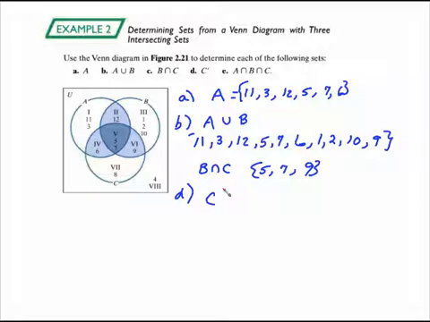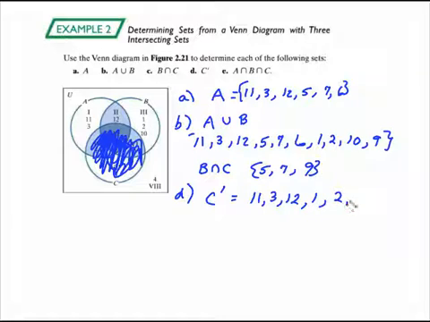D asks us for not C, or the complement of C. To me, the best way to do that is to color in the C. Now, everything there is going to be eliminated, and we will list what's not colored in. So that is 11, 3, 12, 1, 2, 10, and don't forget the 4 over here in the universal set. So that is our set of not C.